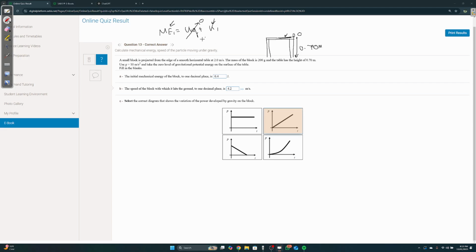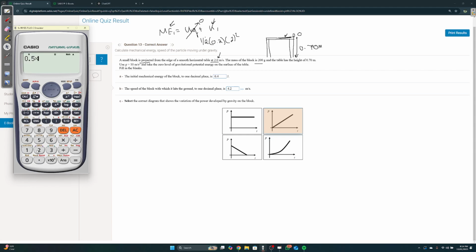It's just K1, right? So K1 will be half times the mass. The mass of the block is 200 grams. And the velocity is 2, so 2 squared. Why am I using the velocity now? People say, no, always at the start you don't use the velocity, it's always 0. No, mistake. It was projected at 2 meters a second, so it started at 2 meters per second. Projected, meaning they hit it, okay? So half times 0.2 times 2 squared, and you should get 0.4, but let's do it anyways. 0.5 times 0.2, 0.4. Perfect.